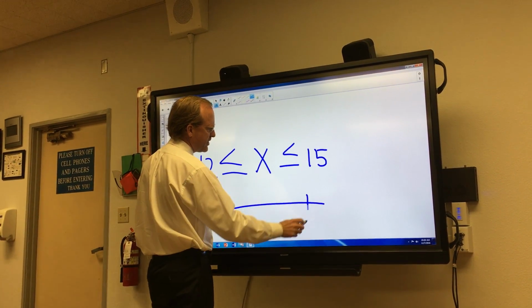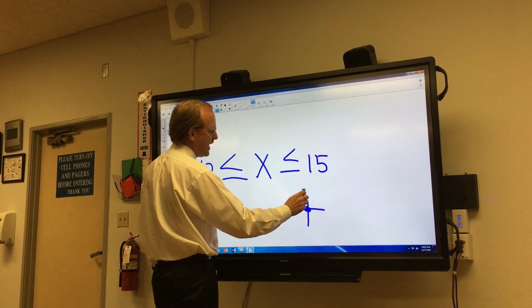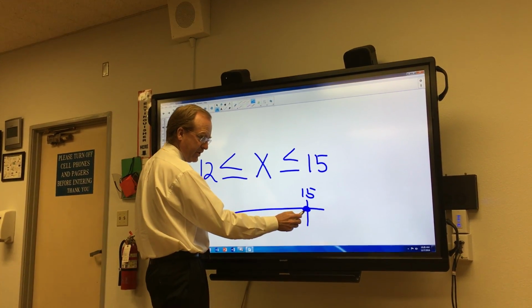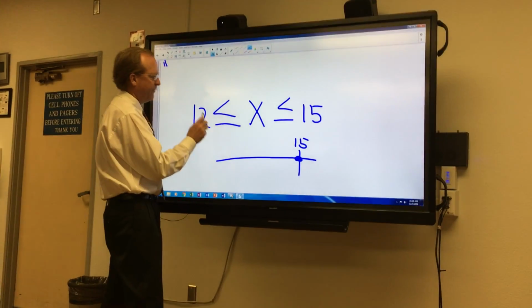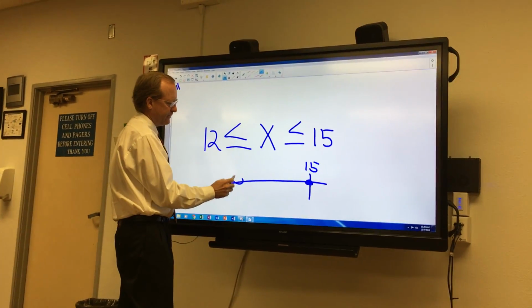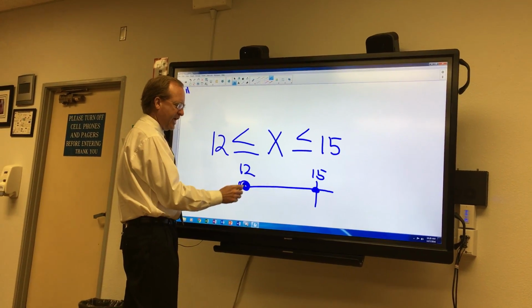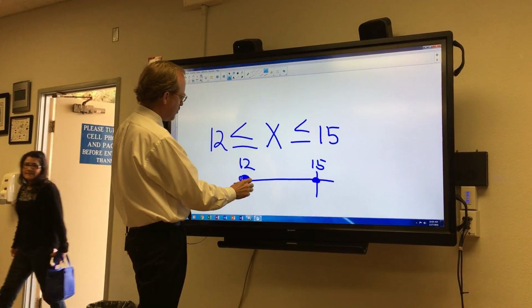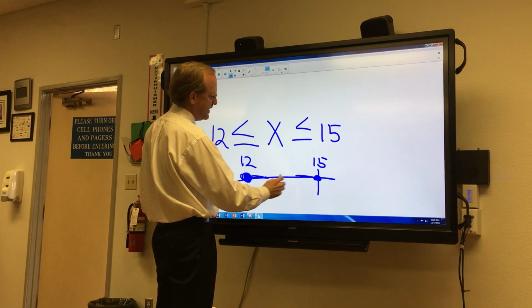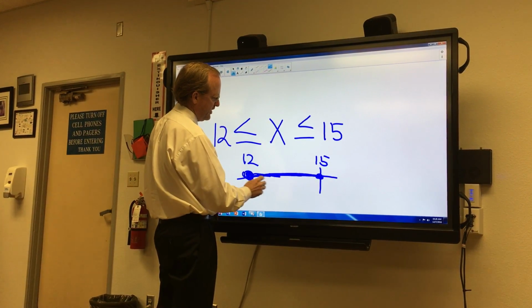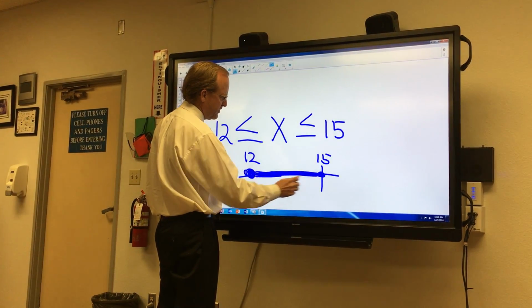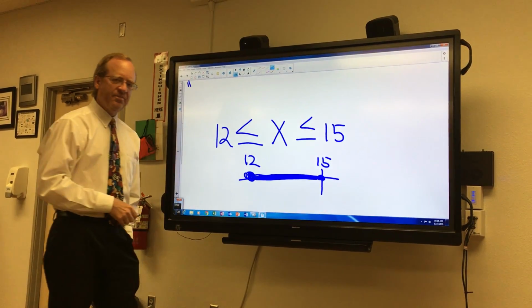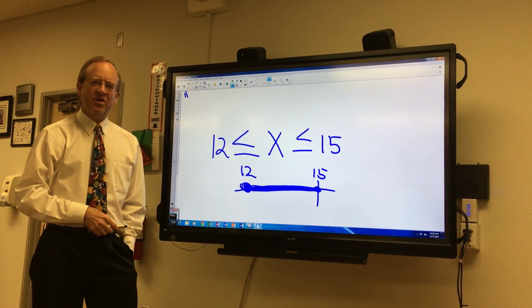So my graph will look something like, here's my 15, and 15 gets solid because it's part of the answer, and 12, and again, it's a solid dot because it's part of the answer. So x is greater than or equal to 12, but less than or equal to 15. So it's a line between those. All right? And so that's the run through on the first problem.